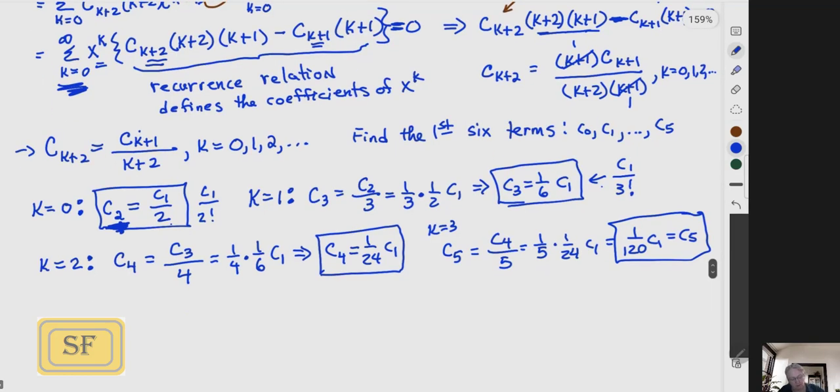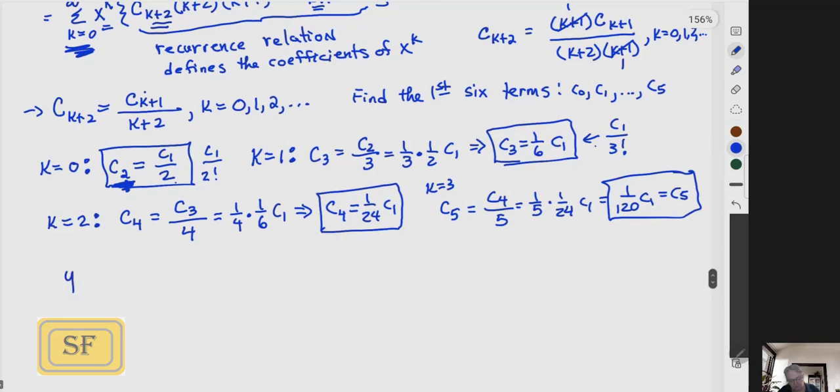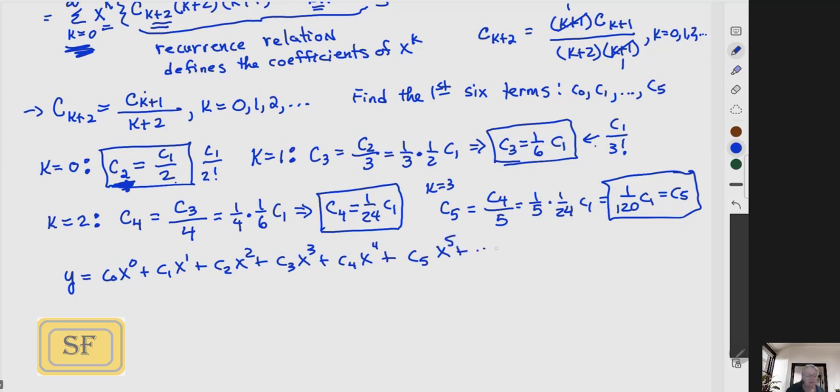So my power series solution looks like this. C0 x to the 0 plus C1 x to the 1 plus C2 x squared plus C3 x cubed plus C4 x to the fourth and plus C5 x to the fifth, and then that continues on. I'll stop at C5 because that's as far as we went for calculations.